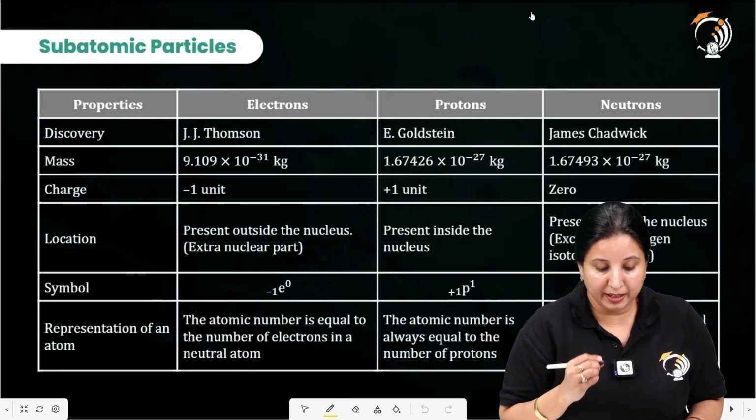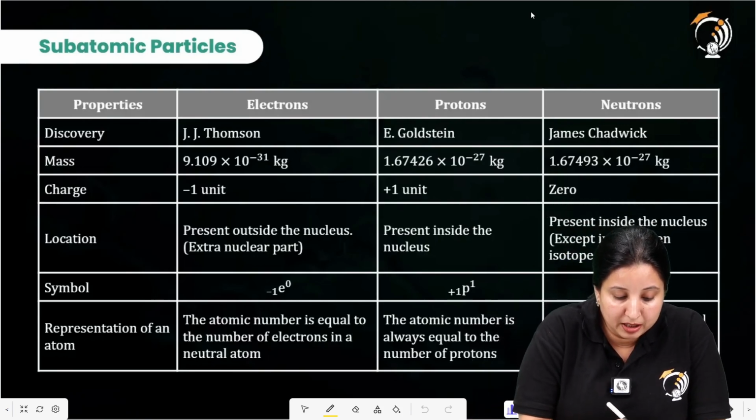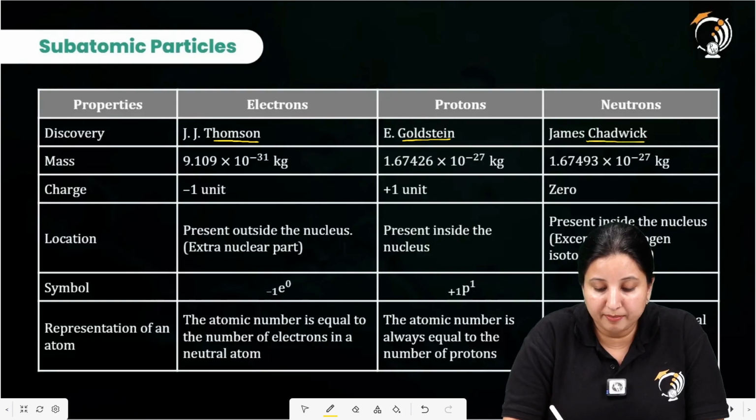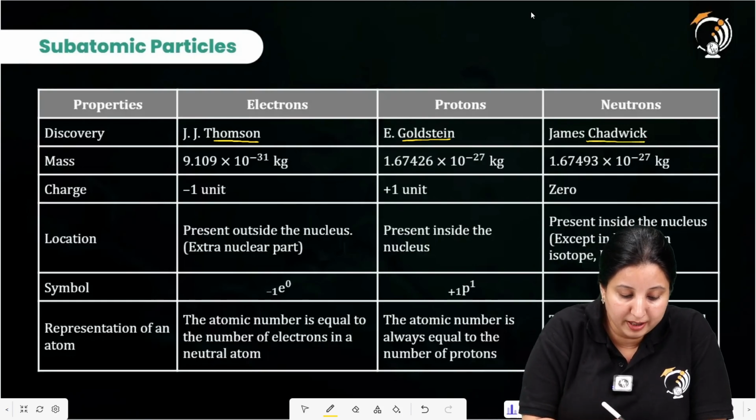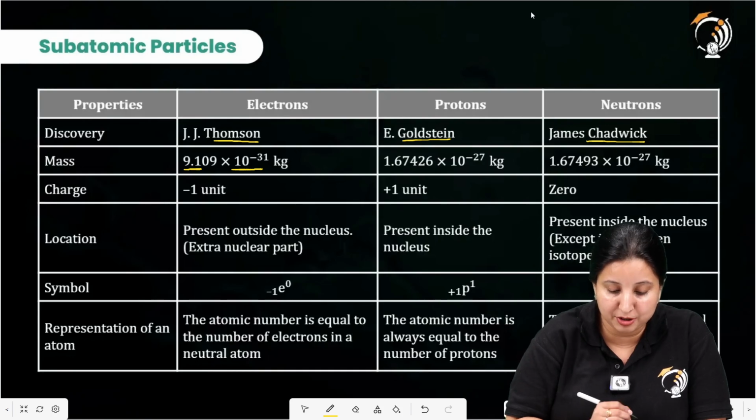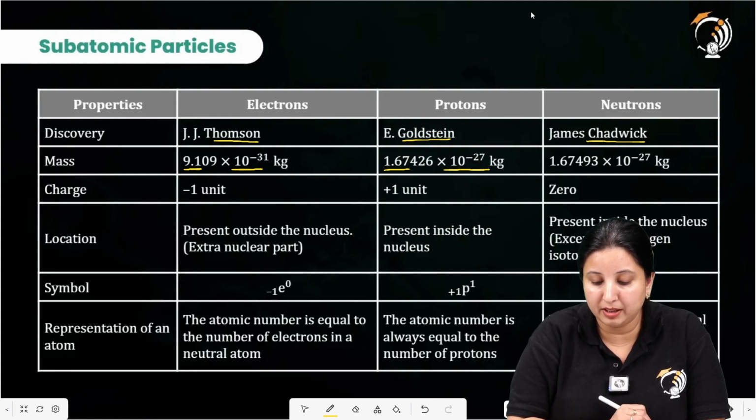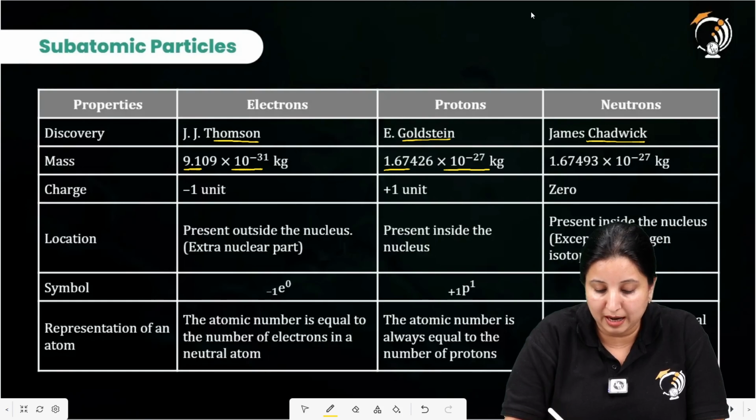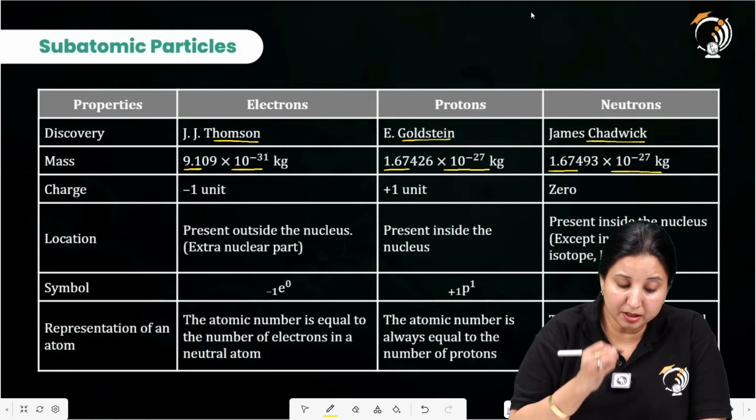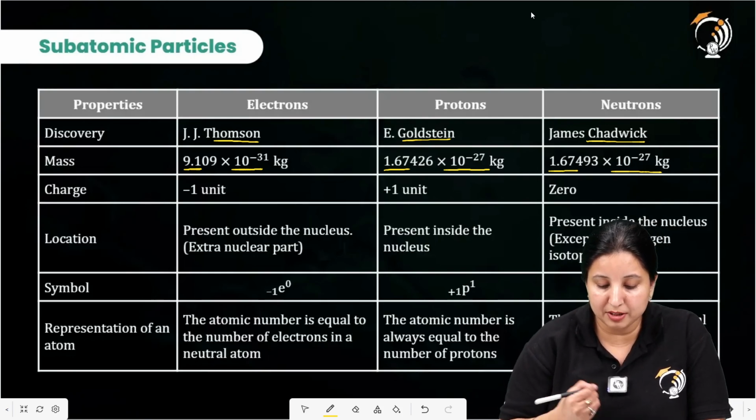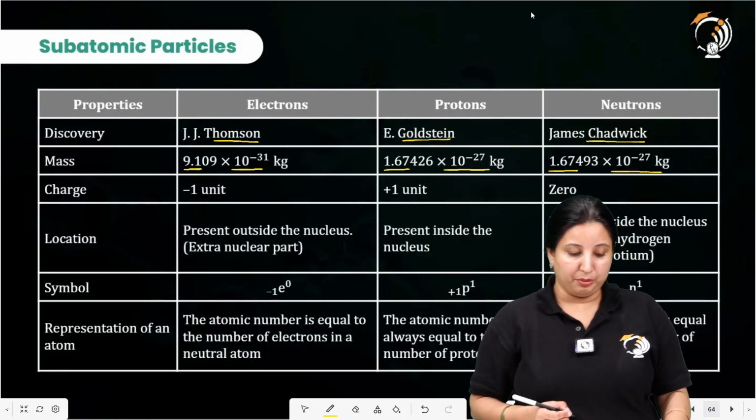Discovery: electrons were discovered by J.J. Thomson, protons by Goldstein and neutrons by Chadwick. Mass of electron is 9.1 times 10 raised to the power minus 31 kg. Protons are 1.67 times 10 raised to the power minus 27 kg, and neutrons are similar, 1.67 times 10 raised to the power minus 27 kg. Charge: electrons are negatively charged, so minus 1 unit. Protons are positively charged, so plus 1 unit, and neutrons are 0.